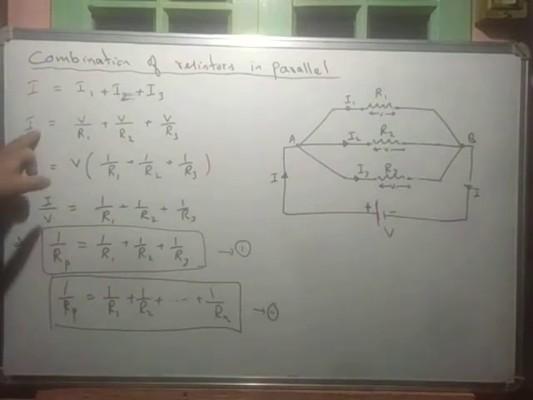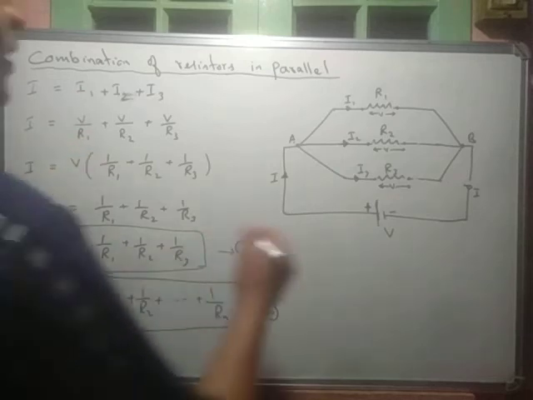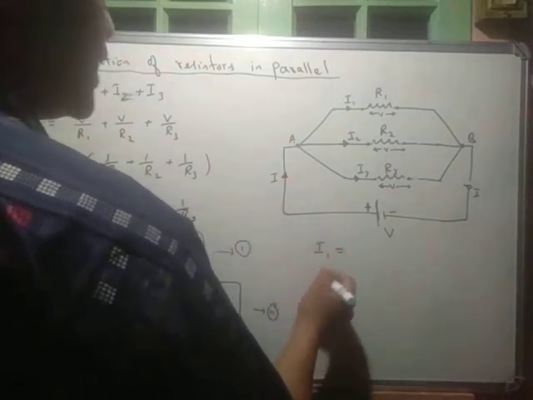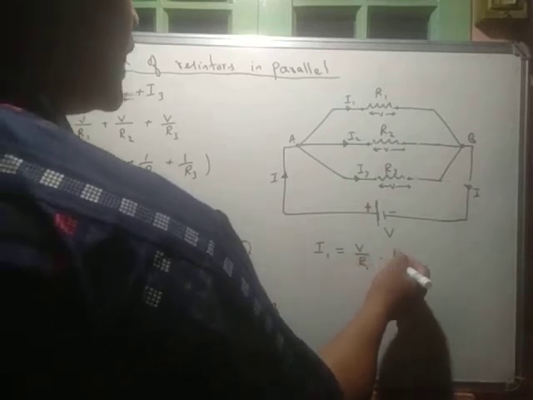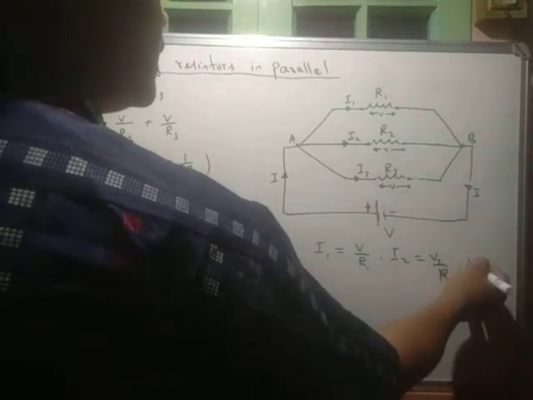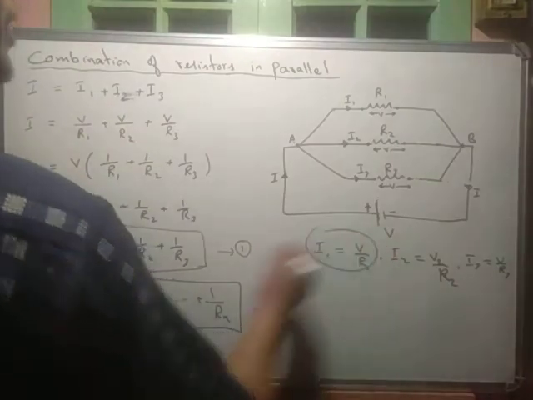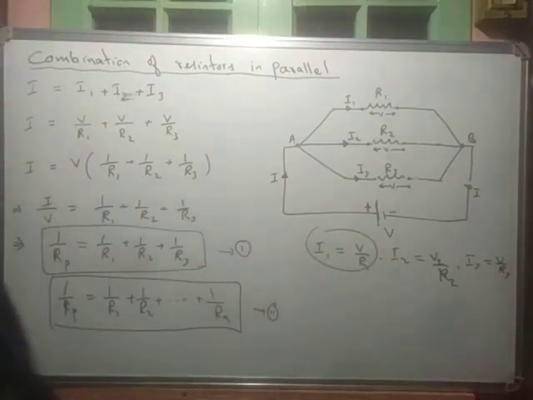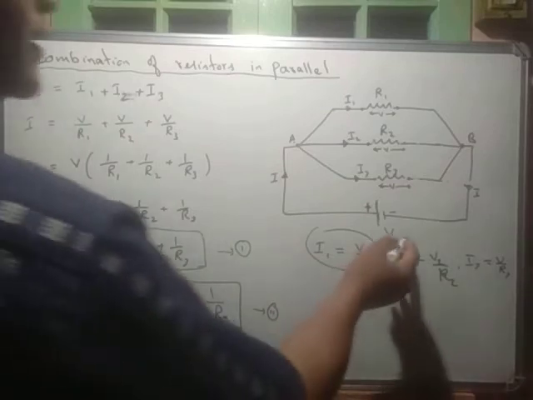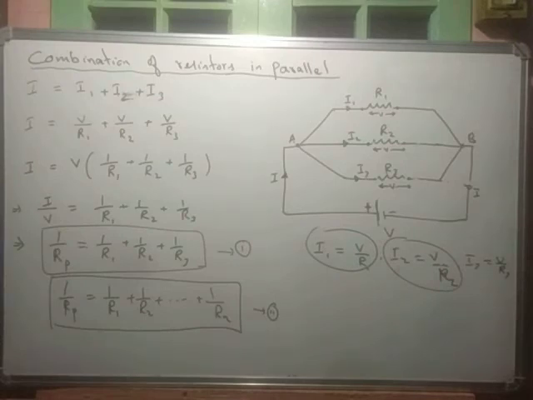The second point here is that I1 is equal to V upon R1, I2 is equal to V upon R2, and I3 is equal to V upon R3. What does it mean? It means that the current through each resistor is inversely proportional to the resistance, because the V across each resistor is the same. That is the second point.